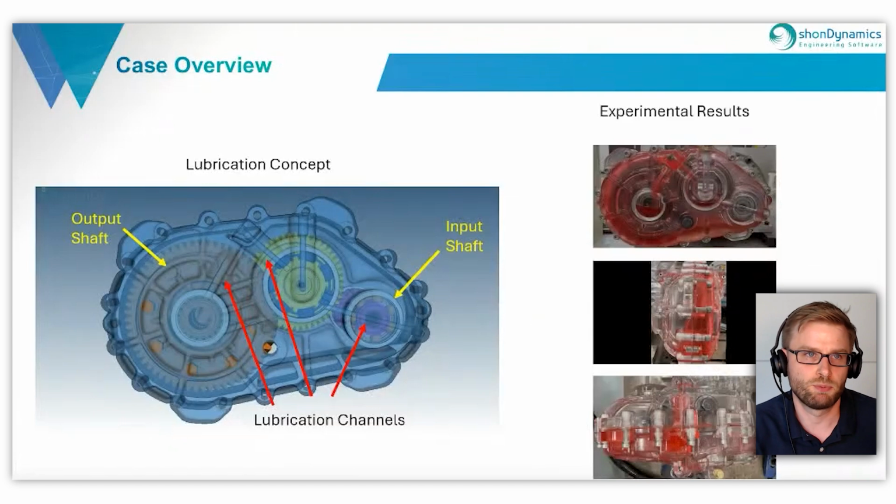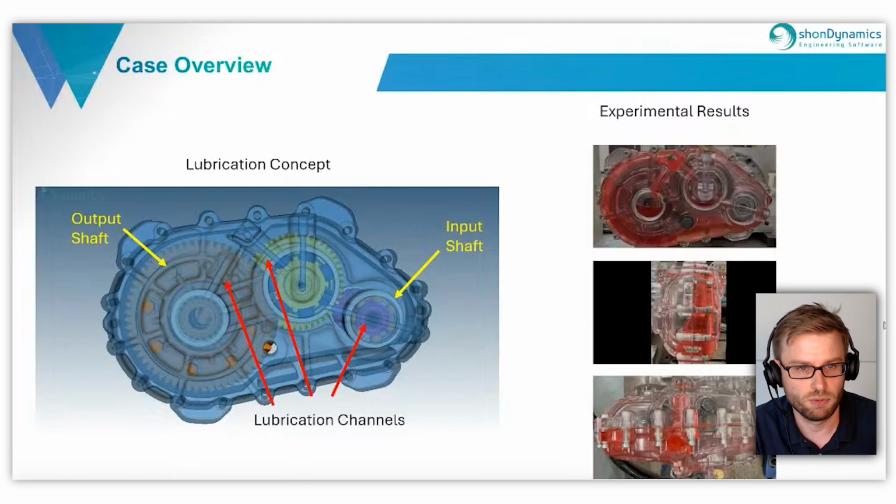So the case which we are exploring today, on the left side, you see our simulation domain. We are exploring a gearbox. On the right side, it's the input shaft, and on the left side, it's the output shaft. And from the engineering point of view, we want to see if the bearings are suitably lubricated without any active pumps or something. So everything should happen passively.